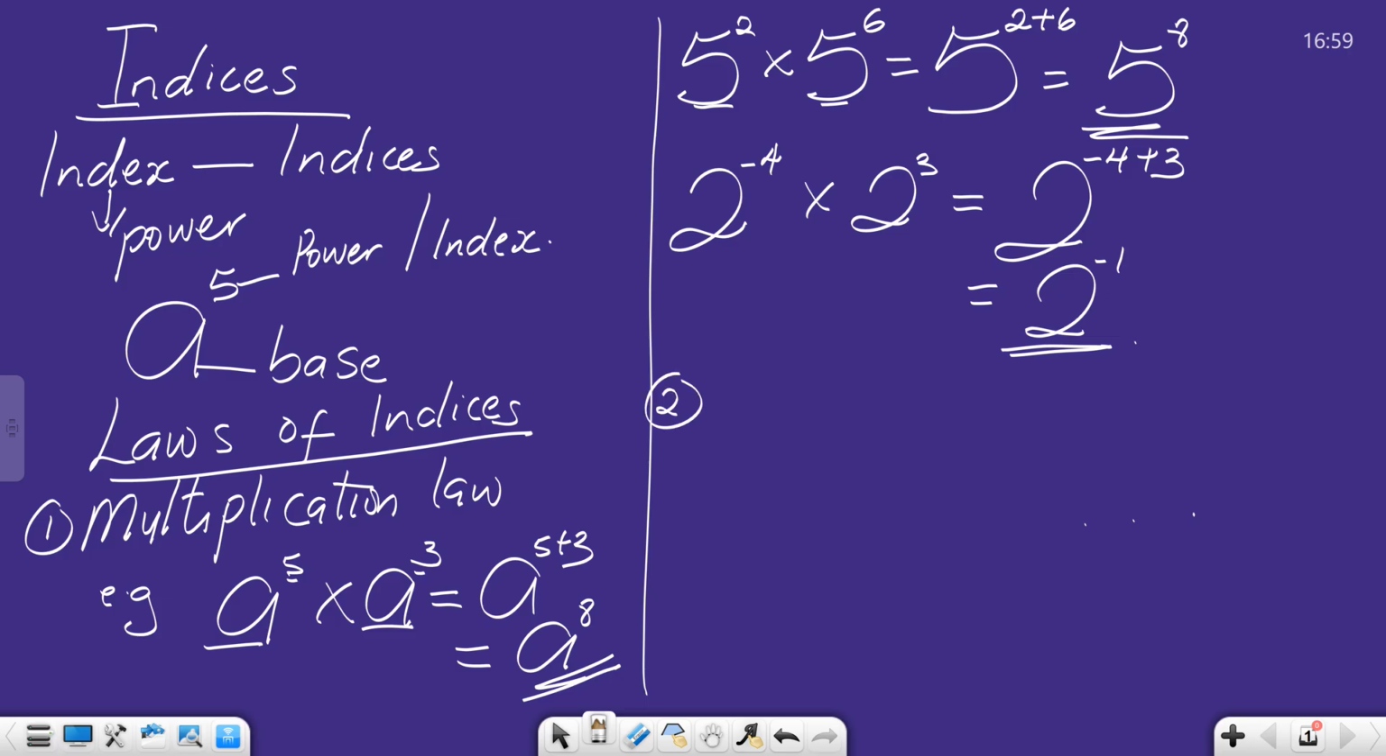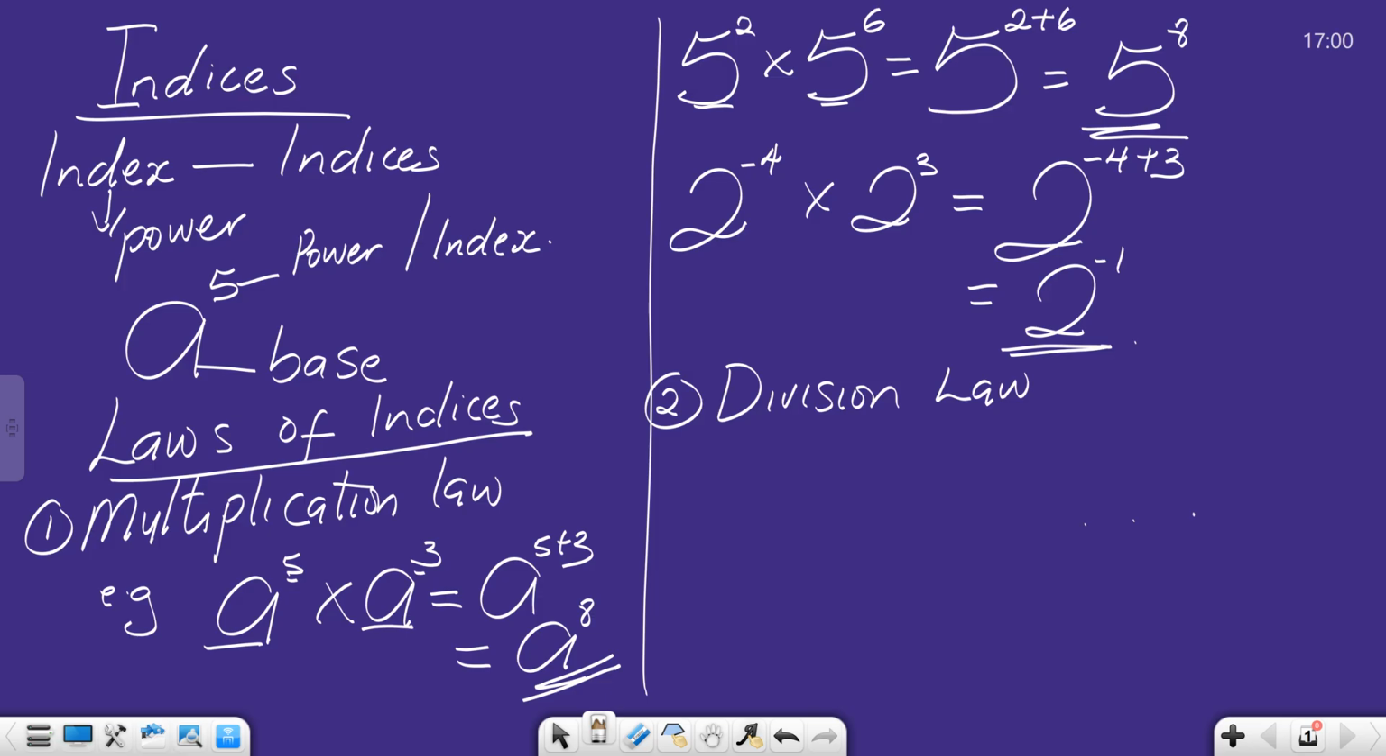Then the second law, that's law number 2. We have division law. Division law. What does this law say? The law says when we divide the same base of indices, we subtract the power.